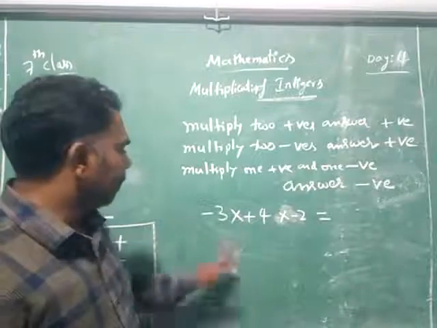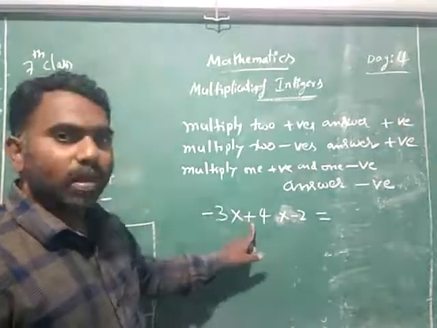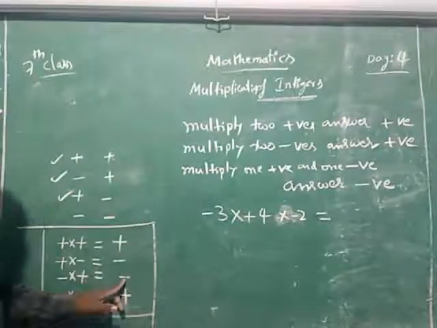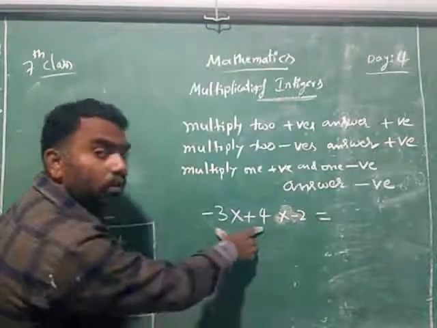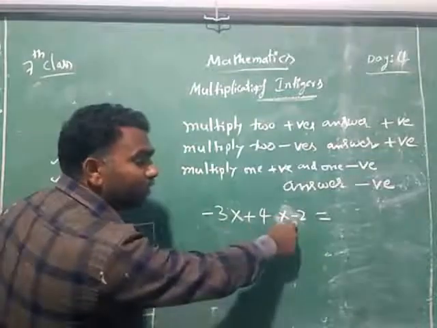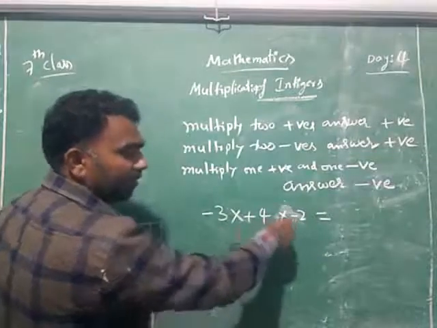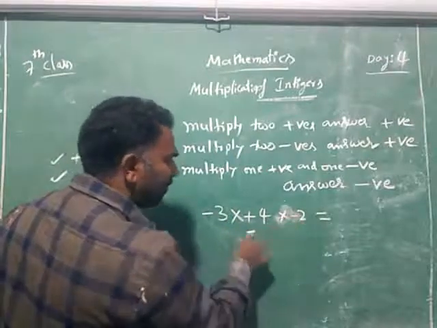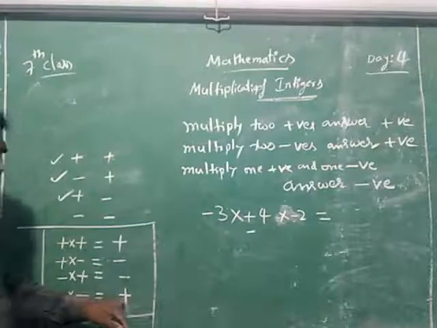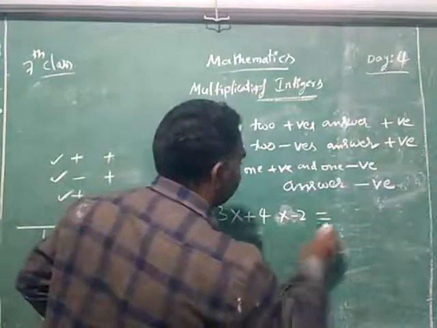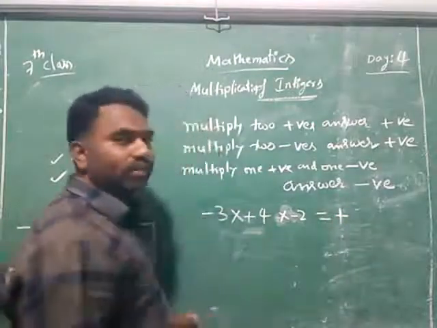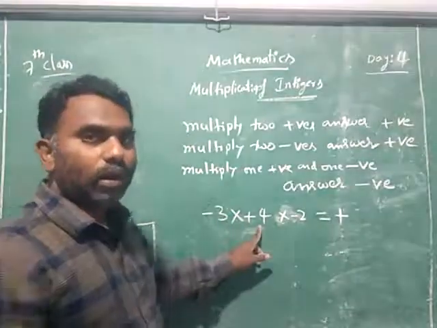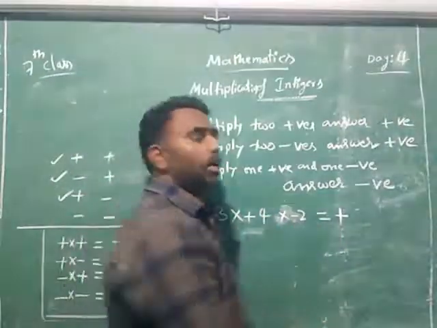Multiply the symbols. Minus and plus. Minus into plus, you will get minus. Up to here you got minus. Now again one more minus is there. Minus and minus, minus into minus will become plus. So finally, when you multiply the symbols you got plus. And when you multiply the numbers, 3 4s are 12, 12 2s are 24.